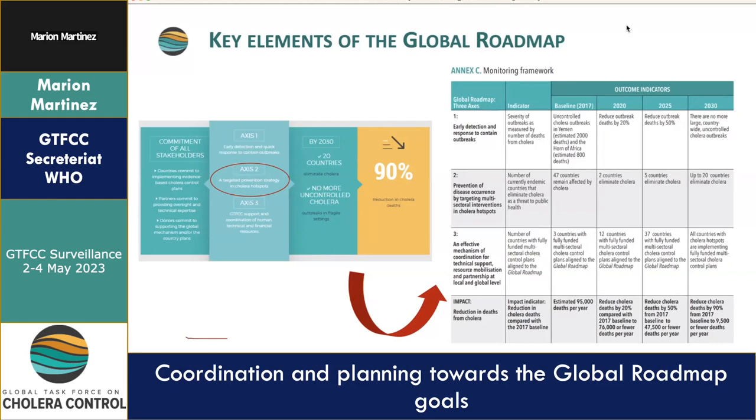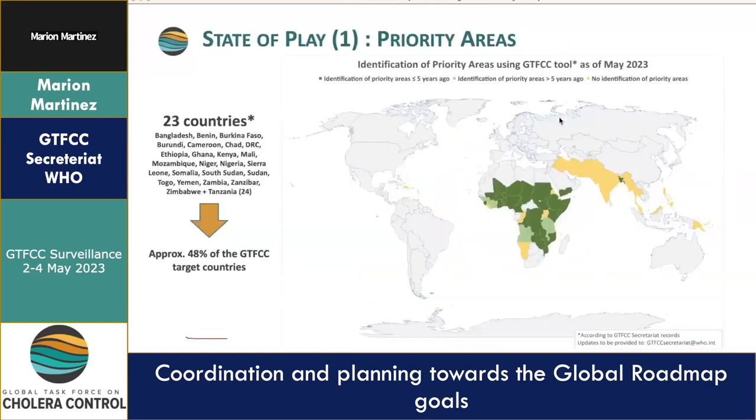If we move to the next slide, Matteo, the next slide is an updated map. This aims at presenting the state of play in terms of priority areas identification. I'll start by explaining one of the most important things: have a look at the legend. Here, we are presenting countries that have identified priority areas over the past 5 years, and those who made this exercise before those 5 years. We have also indicated countries who have not identified priority areas, and in white, any country with no color is not a GTFCC target country.